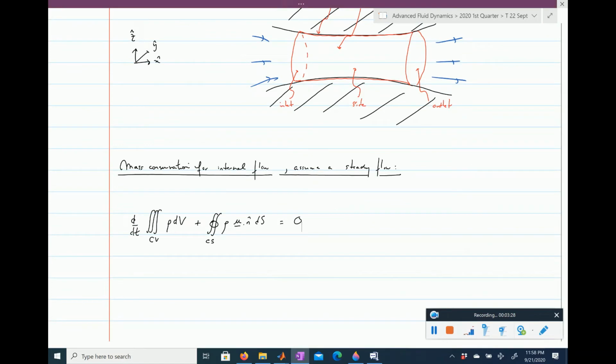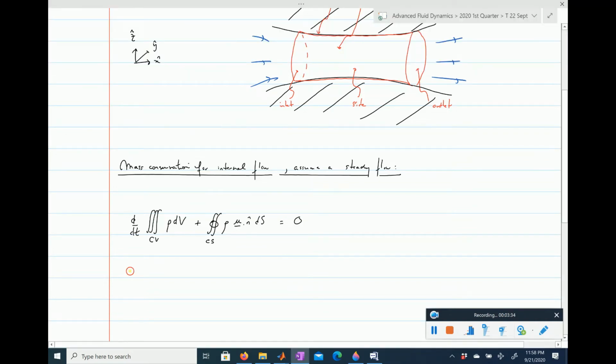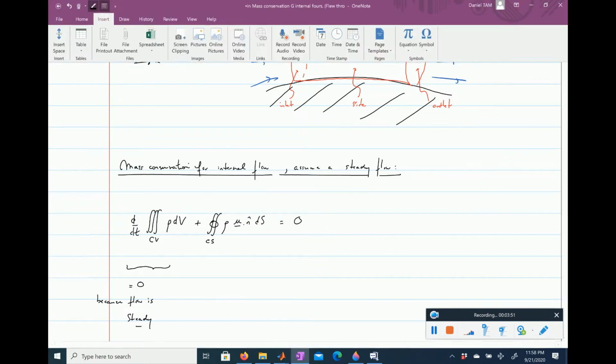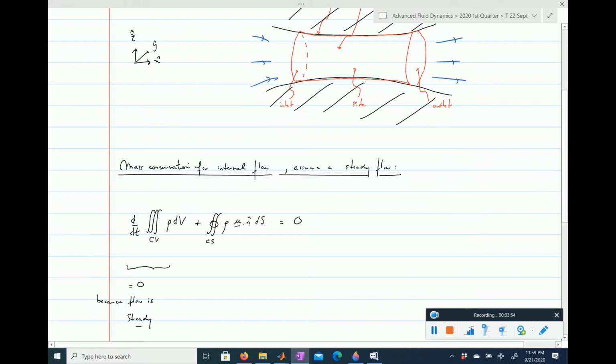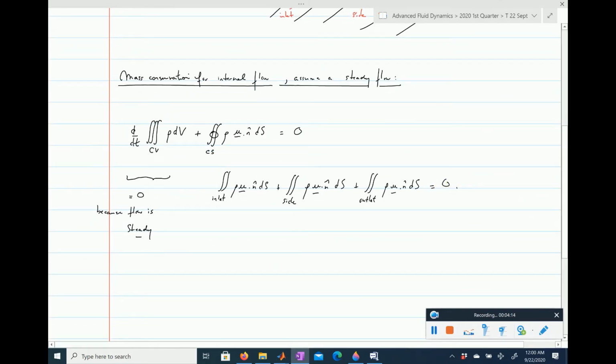And because the flow is steady, meaning nothing changes with time, we know that this term is equal to 0. And so we are left with this part here of the flux part, which has to be equal to 0. So the net mass flow rate coming out of the control surface has to be equal to 0. Now this one has three components. It has the integral over the inlet, the integral over the outlet, and the integral over the side surface. So the sum of these three terms has to be equal to 0.